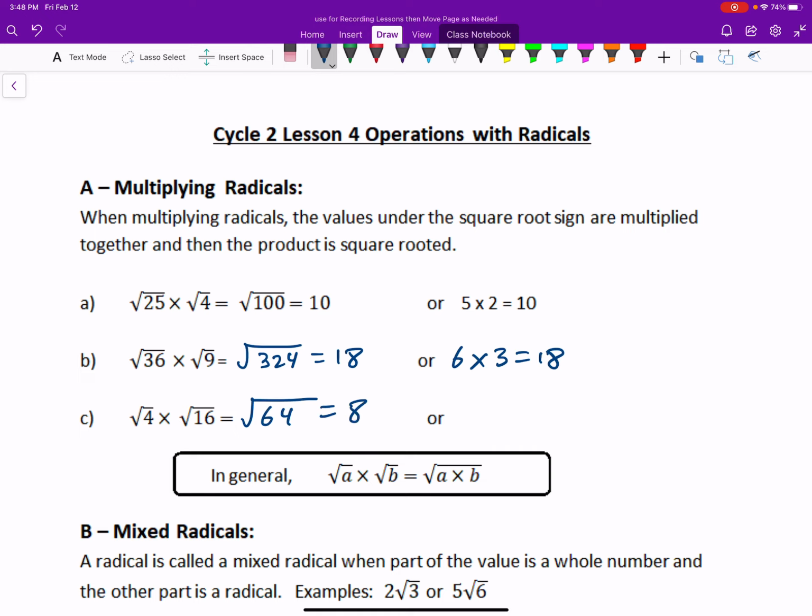Square root of that is 8. Just like square root of 4 is 2, and the square root of 16 is 4. Again, likewise, we have the same answer in both cases.